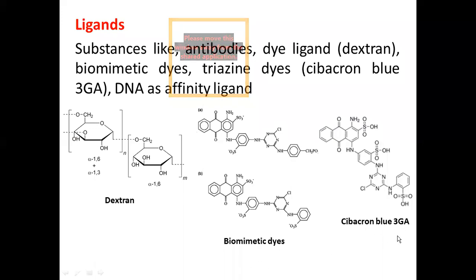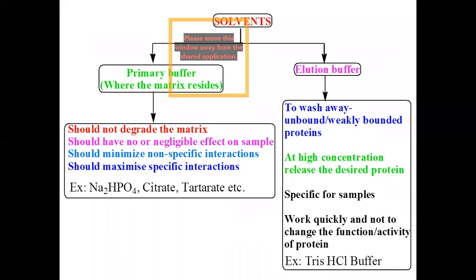And this Cibacron Blue 3GA is also a very important dye, belonging to the triazine group of compounds, where NH2, keto group, secondary amine, tertiary amines, and sulfonic acid groups are the important functional groups, and they will play a very pivotal role during the separation of biomolecules while they are used as ligands. Therefore, these types of ligands are particularly used during the separation of biomolecules.